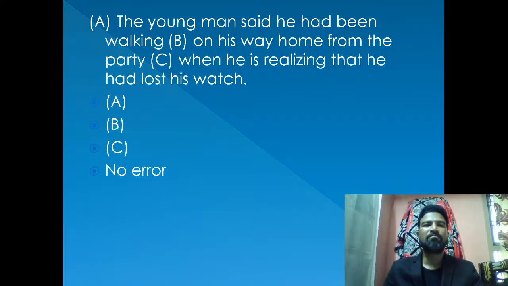The young man said he had been walking on his way home from the party when he is realizing that he had lost his watch. So where is the error? You guys are right. The error is in part C of the sentence. When he is realizing that he had lost, because the entire sentence is in past tense. Therefore, "he is realizing" is a wrong statement. It should be when he realized that he had lost his watch. It should be in simple past form of the verb realize. It's not he is realizing.